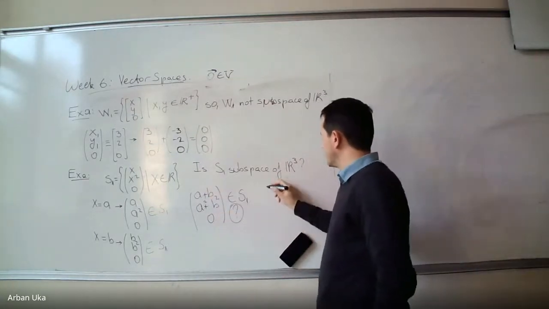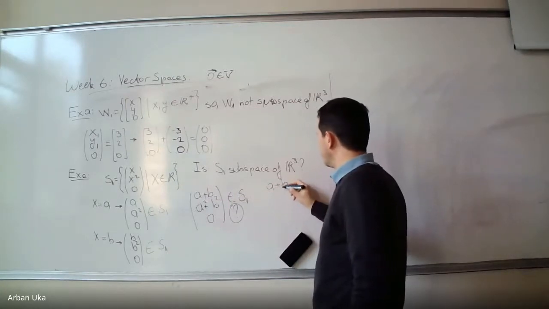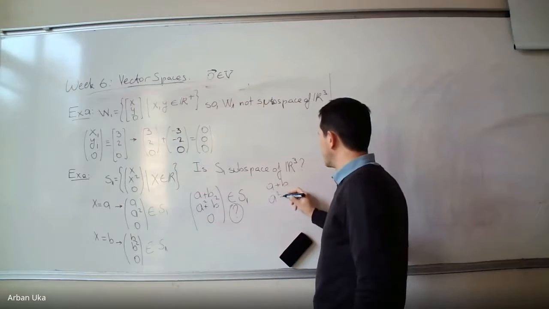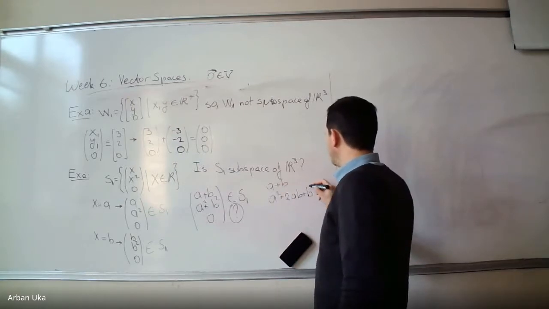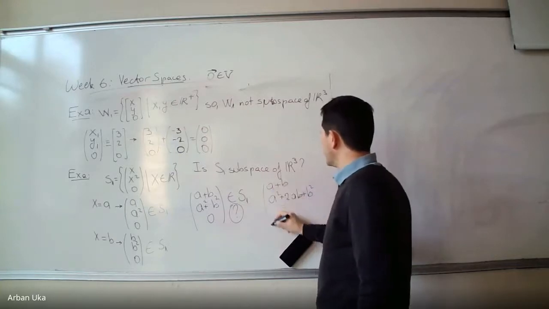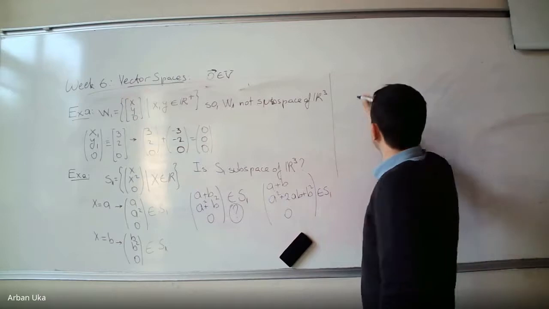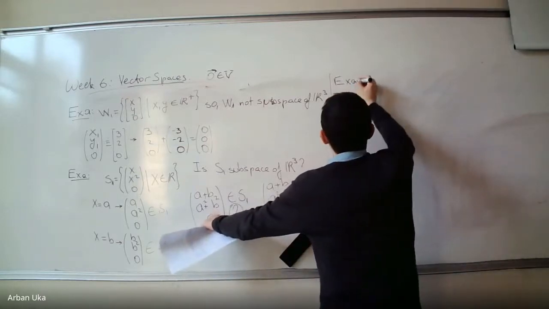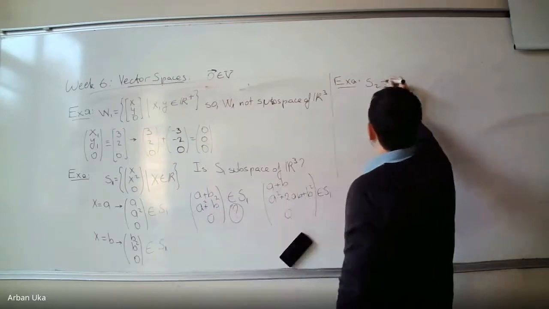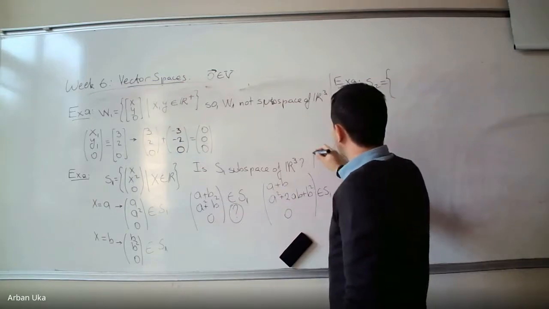An element of S1 would be the following: a plus b, and the other element would be a squared plus 2ab plus b squared, and 0. Any number that looks like this would be an element of S1. But here we observe that this is not the case. So is S1 a subspace of R3?